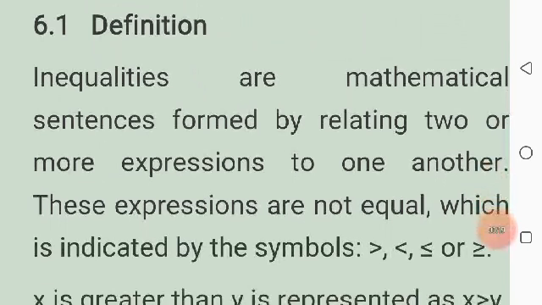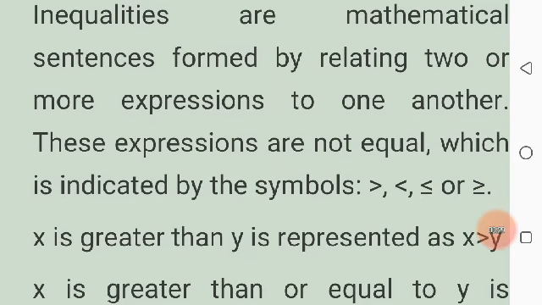Inequalities are mathematical sentences formed by relating two or more expressions to one another. These expressions are not equal, which is indicated by the symbols greater than, less than, or equal to, or greater than or equal to.